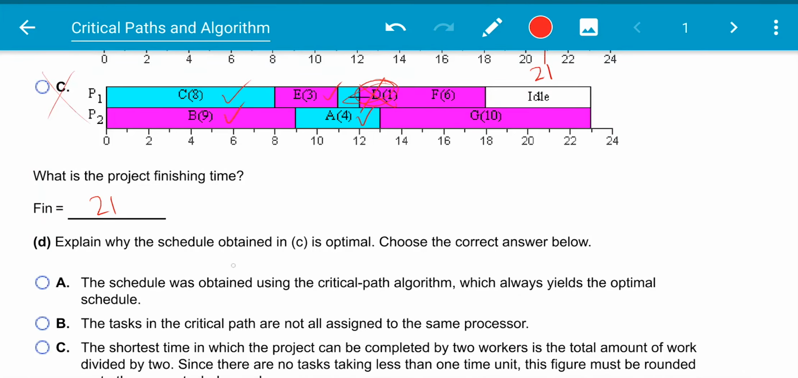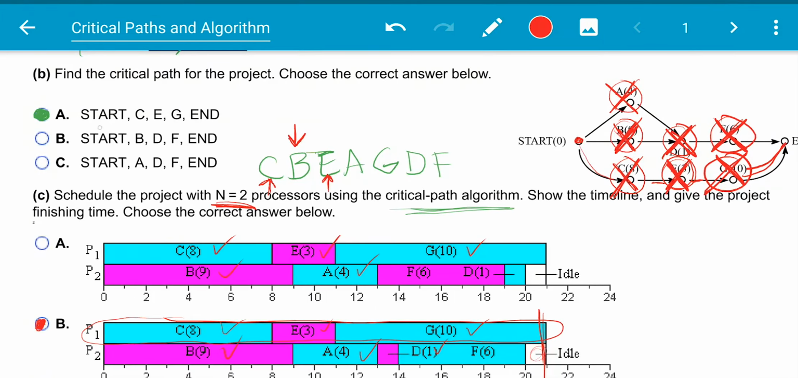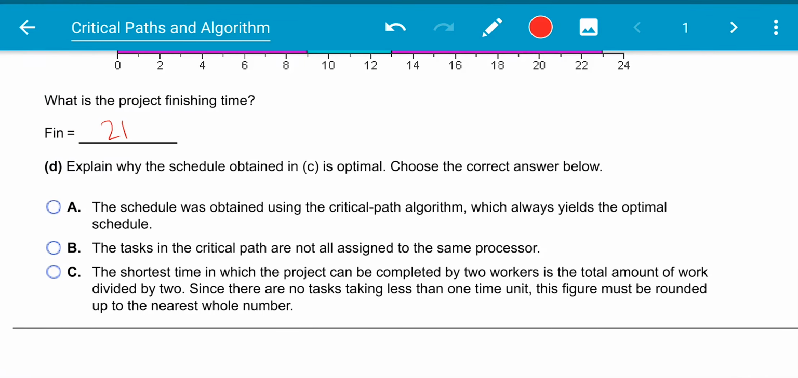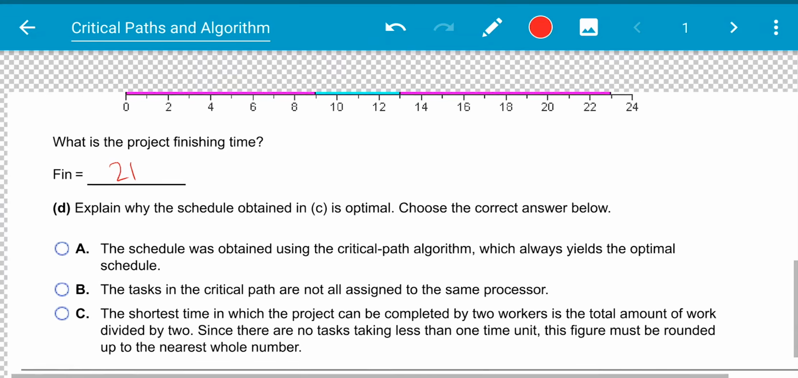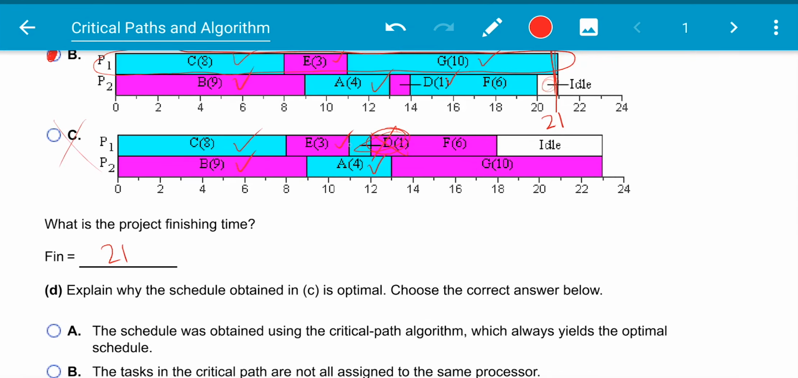So explain why the time that we found in C is optimal. Why is it optimal? Well, our critical path was CEG to the end, which had a time of 21. In this example, our finishing time was 21. So the quickest that we could have had it is to divide by 2. The shortest time in which a project can be completed by 2 workers is the total amount of work divided by 2.